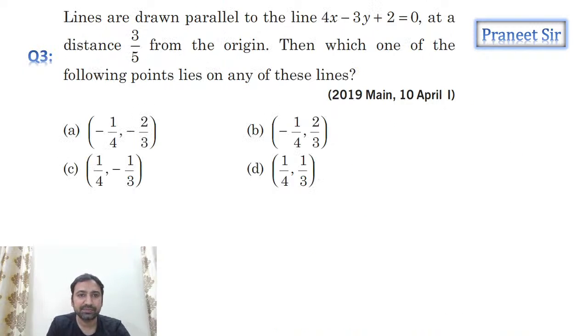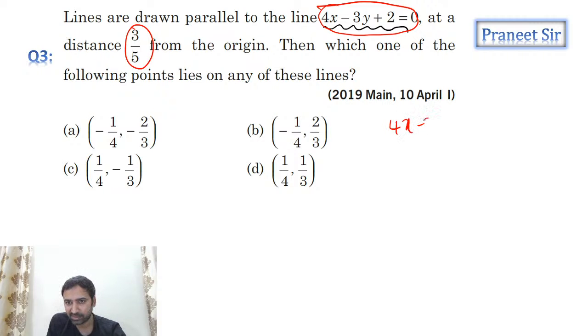Right. Next question. Lines are drawn parallel to the line 4x minus 3y plus 2 is equals to 0 at a distance 3 by 5 units from origin. Then which of the following points lie on any of these lines? Okay. So a line which is parallel to the given line should be in the form of 4x minus 3y plus some constant k is equals to 0. But its distance from origin is 3 by 5.